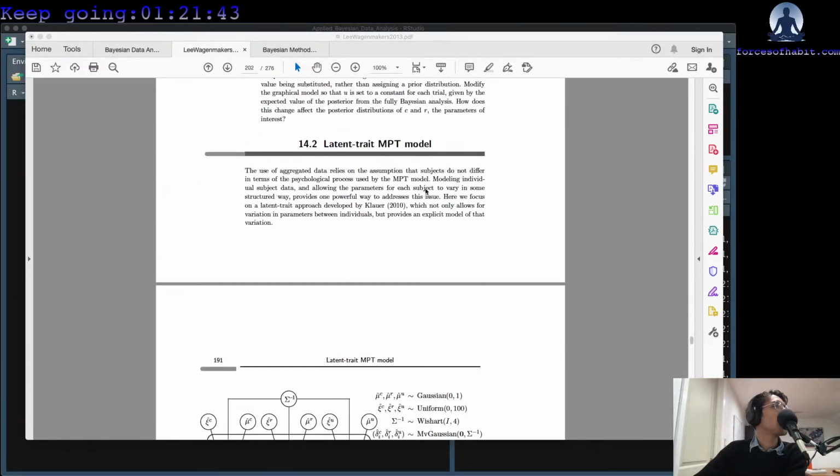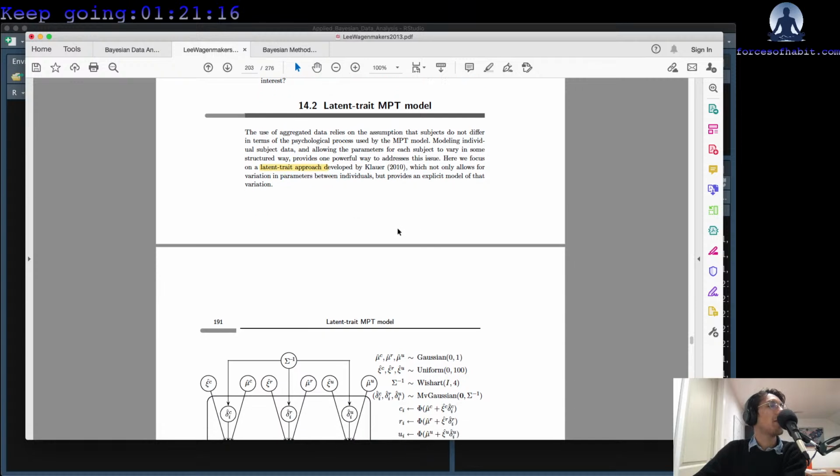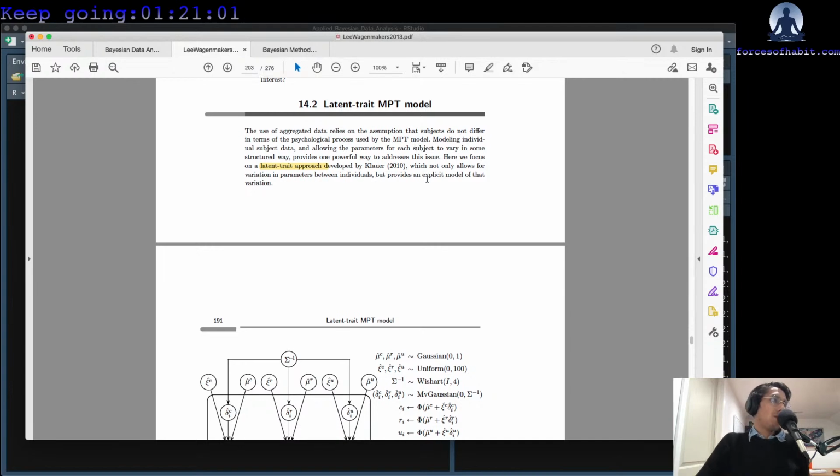Okay, so the model we're going to be discussing, where we're allowed to vary these parameters across subjects, is called a latent trait approach, which not only allows for variation in parameters between individuals, but provides an explicit model for that variation. Cool. So now individuals are going to be able to vary across the multinomial processing tree model parameters.